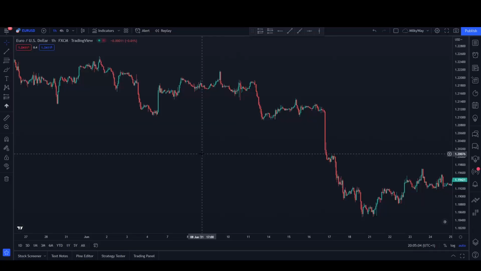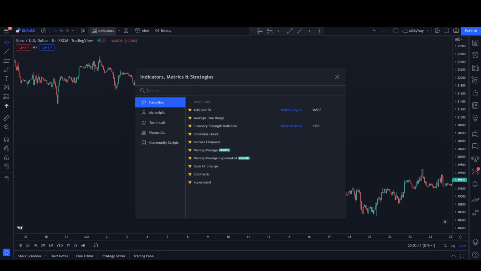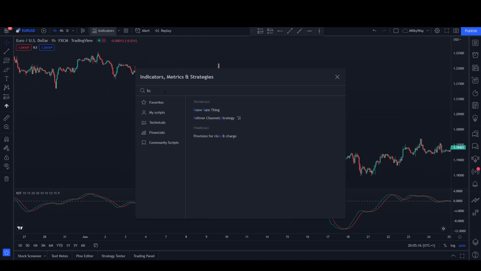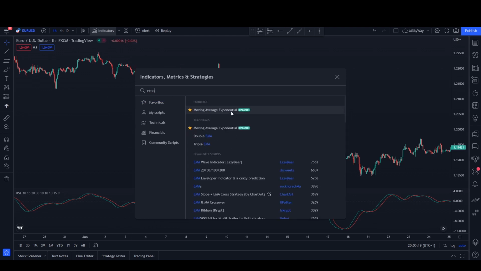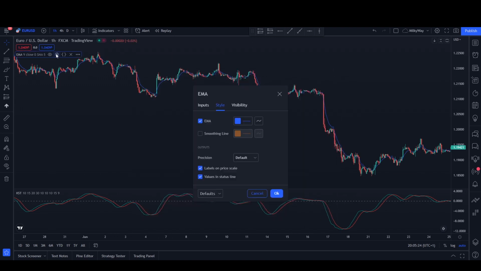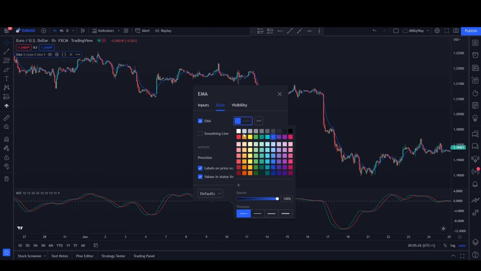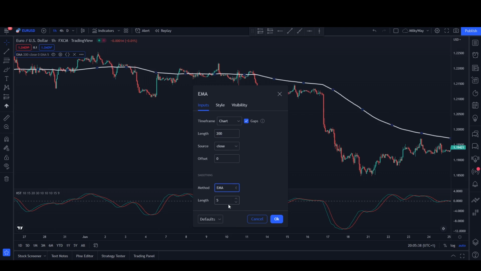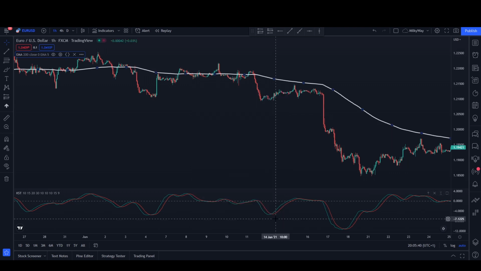the backtest. All right, so here we are on the charts on the EURUSD 1 hour time frame. Let's go ahead and add the indicators. So we've got the KST and the exponential moving average. So we're going to change the settings of the EMA. We'll make it white, just so that it's easily visible. We'll change the length to 200 and the method to EMA. The rest can stay the same.